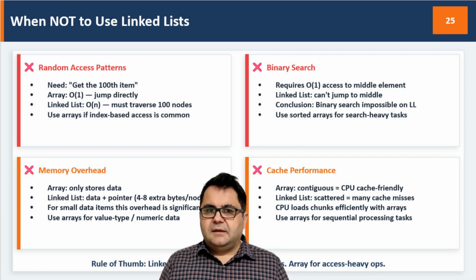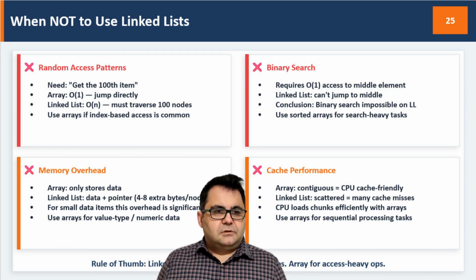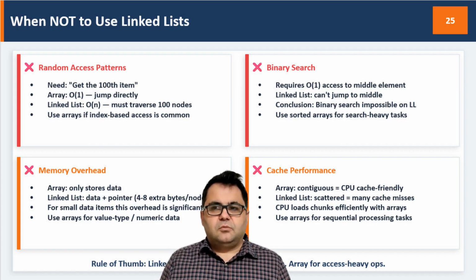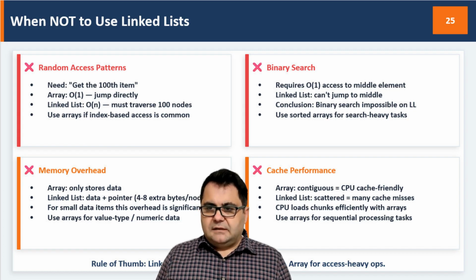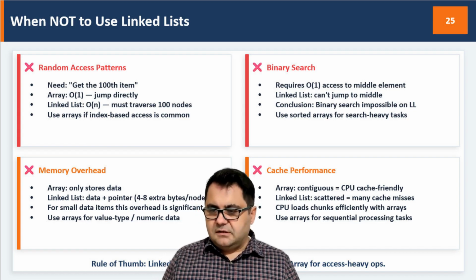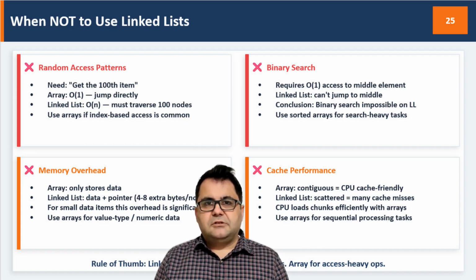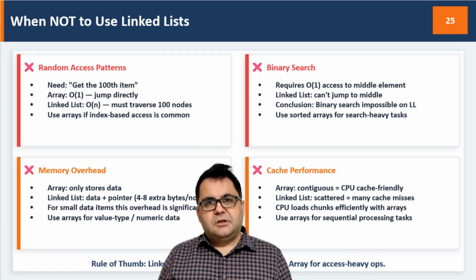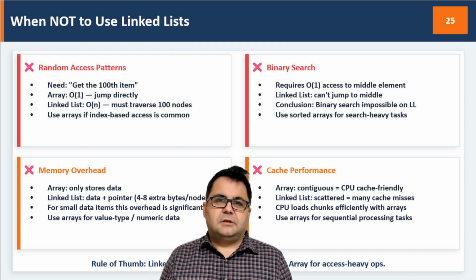But linked lists aren't perfect. When should you not use them? First, random access patterns. If you frequently need to get the 100th item, array is O(1), just calculate address and jump. Linked list is O(n), must traverse 100 nodes. Second, binary search. Binary search requires O(1) access to the middle element, divide list in half, access middle. You can't jump to the middle of a linked list without traversing, so you can't do binary search efficiently.